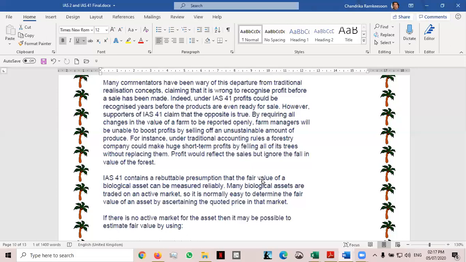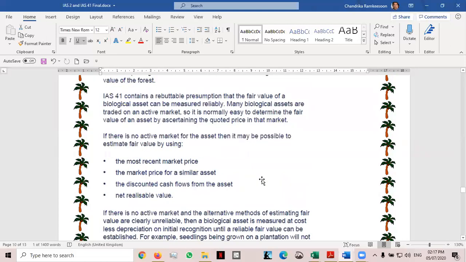IAS 41 contains a rebuttable presumption that the fair value of a biological asset can be measured reliably. Many biological assets are traded on an active market, so it is normally easy to determine the fair value of an asset by ascertaining the quoted price in the market. Remember, again, we are dealing with fair values. Remember our level 1, level 2, and level 3 fair values.